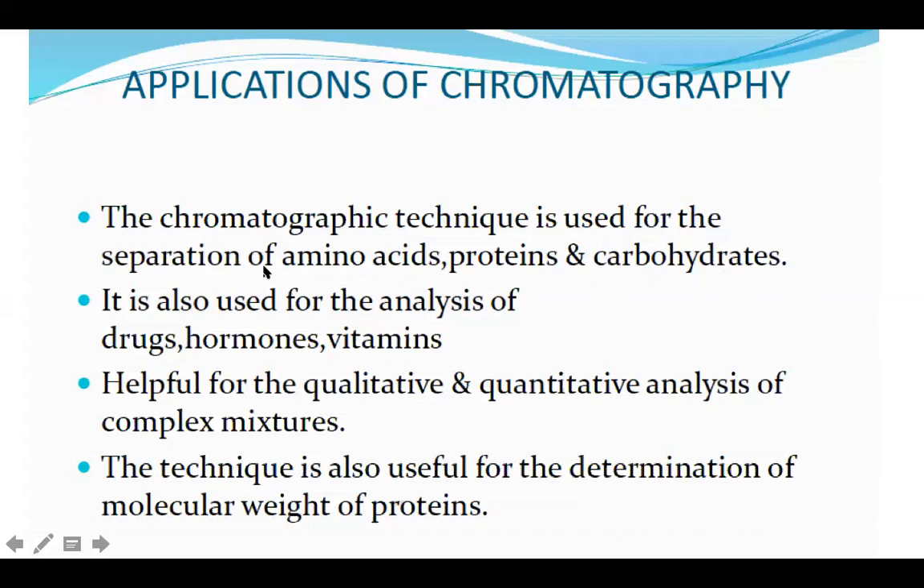The chromatographic technique is used for the separation of amino acids, proteins, carbohydrates, and secondary metabolites. So if we consider its application, chromatography is robust. A large, or diverse, range of compounds can be purified and separated by using chromatography, for example, secondary metabolites, amino acids, proteins, and carbohydrates.